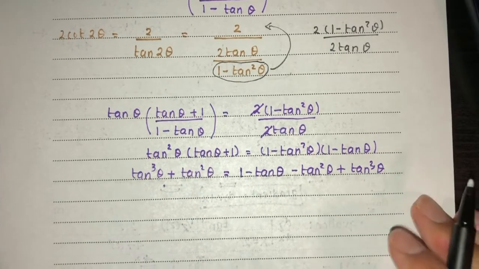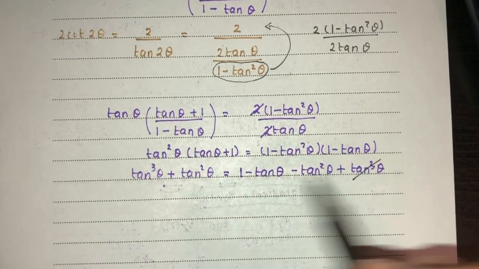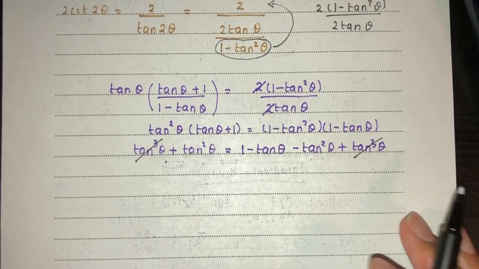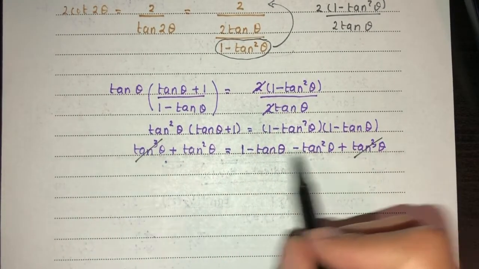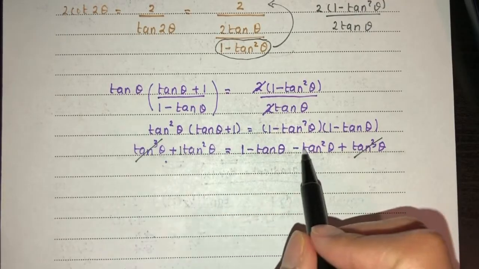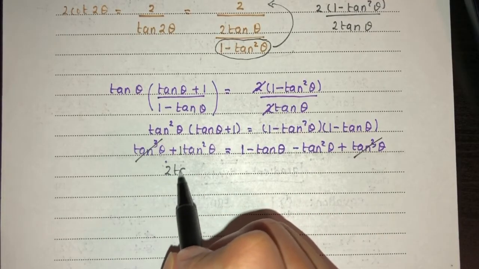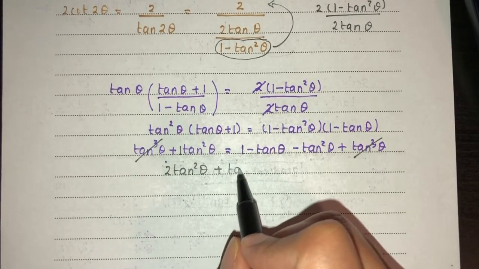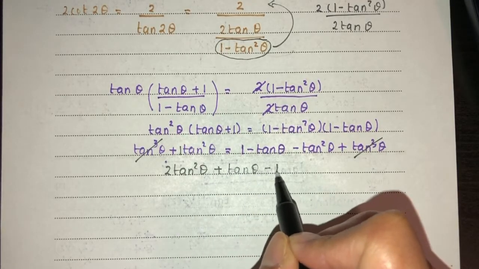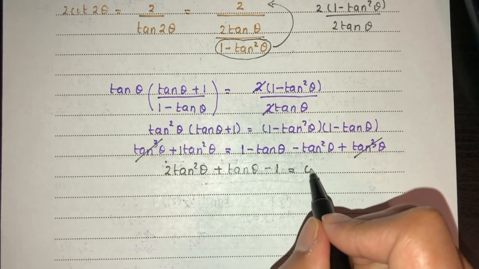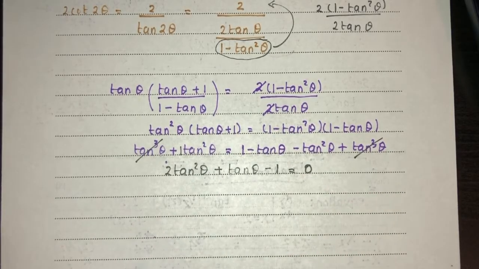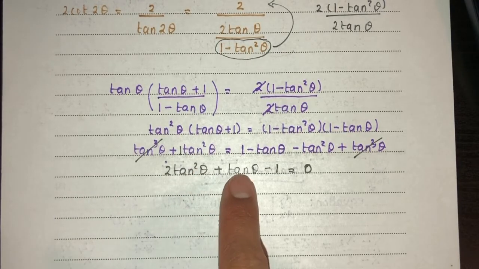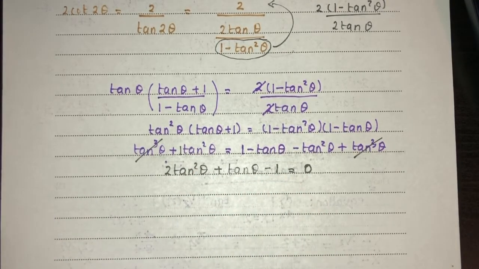Now you can check for the values. You can see here we have the same thing. They will cancel out. Now simplify. Let's send everything to one side. You will have 1 plus, you will become 2 tan square theta plus tan theta minus 1 is equal to 0. So this is a quadratic equation. You have square here and no square, minus constant equal to 0.